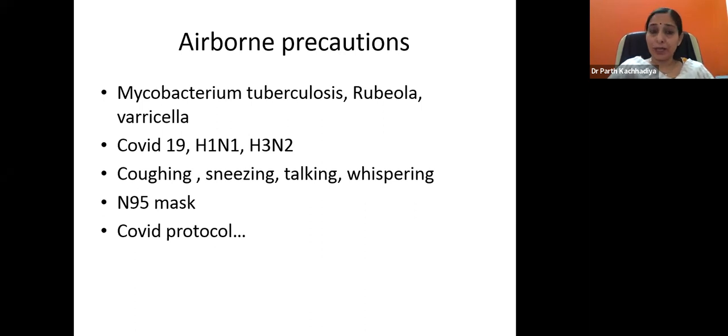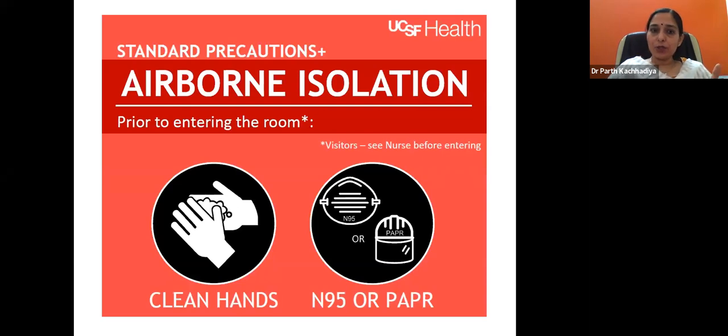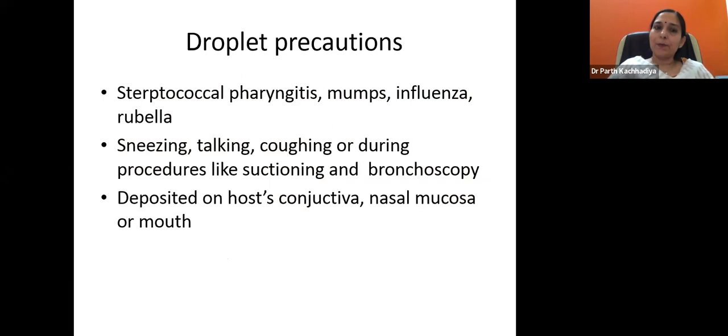If the patient is conscious and oriented, that patient has to wear it. The healthcare providers also are supposed to wear it. And how does it spread? That is by coughing, sneezing, talking, whispering. And this same thing applies even for the droplet precautions also. So for airborne isolation, clean hands and N95 or PAPR is required for personal protection. For droplet, streptococcal meningitis, mumps, influenza, and procedures like suctioning and bronchoscopy can also cause this droplet transmission of the organism. And it can be deposited on the host conjunctiva, nasal mucosa, or mouth.